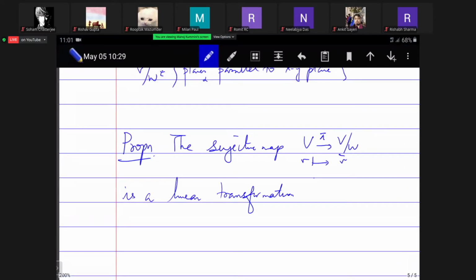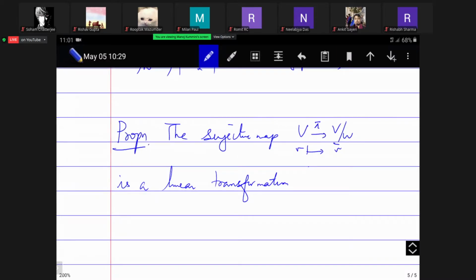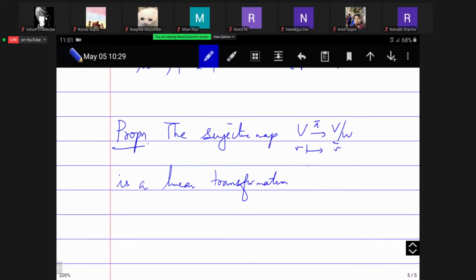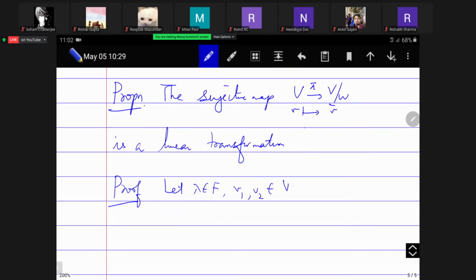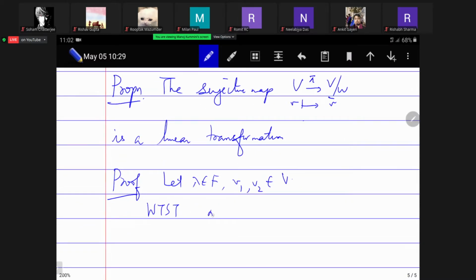So this is the usual. The philosophy is the same. So here's a proof. Let lambda be inside F, V1 and V2 be inside V. So we want to show that pi of lambda V1 plus V2... This is a convenient way of checking V1 minus V2, scalar multiplication and vector addition, and also inverses. All of them can be checked simultaneously by checking this, by appropriately choosing lambda, V1 and V2.